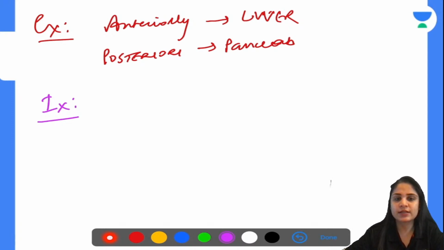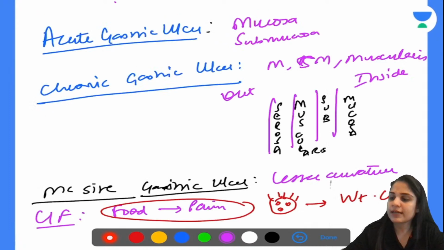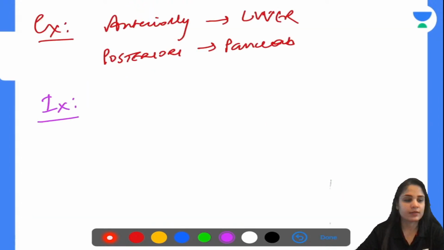Investigation for a gastric ulcer? We are talking only about gastric ulcer here, guys. That's what I need to keep reminding you. That's why it's so specific.